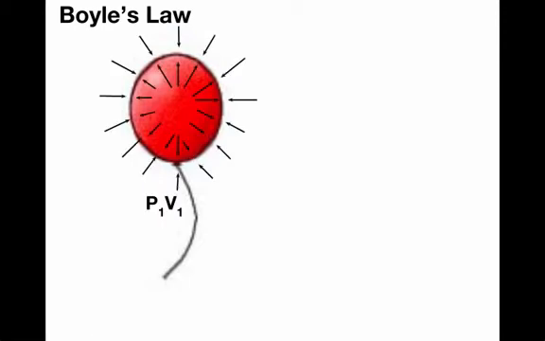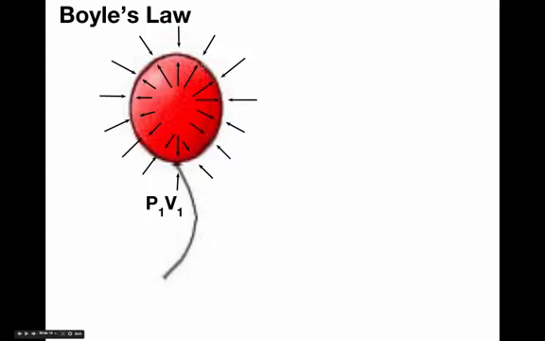I'm going to describe Boyle's law by using a balloon as an example again. So here's our balloon. Imagine that the balloon has a certain amount of pressure on the gas on the inside of the balloon. And that's shown by these arrows. The arrows are showing the pressure from the air on the outside of the balloon pushing against the air on the inside of the balloon.